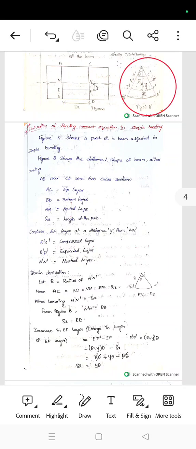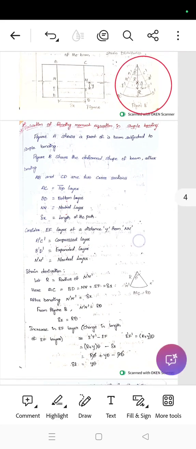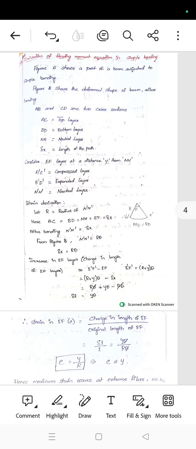So next, by using the strain derivations, consider r as the radius of N'N'. AC is equal to BD is equal to NN is equal to EF, that will be delta x. After bending also, the neutral axis N'N' will be the same, that is delta x. If you see from figure B, N'N' is equal to r theta. So delta x is equal to r theta.